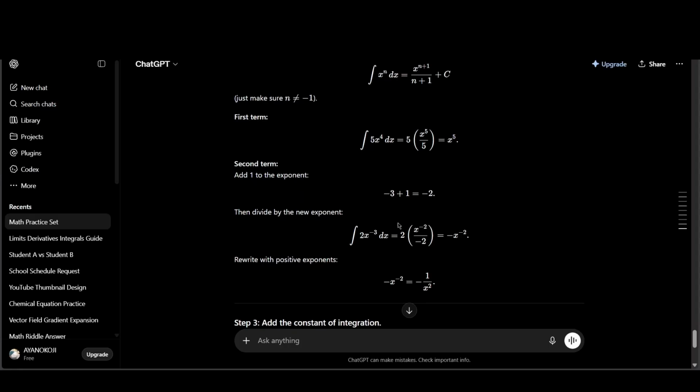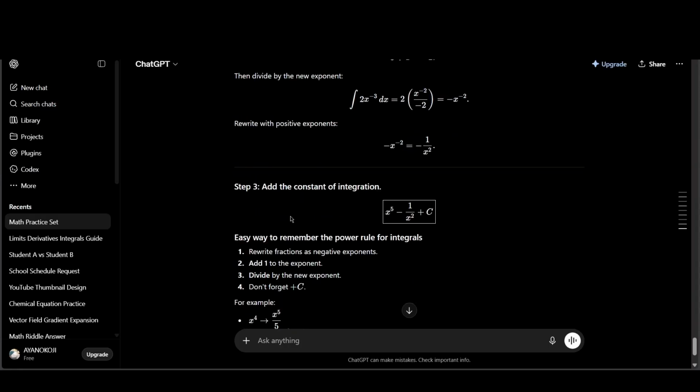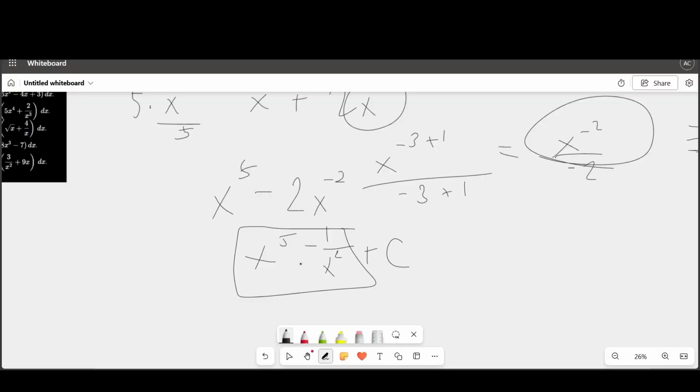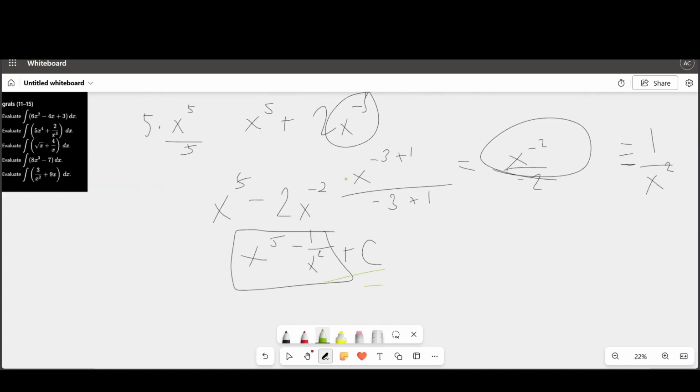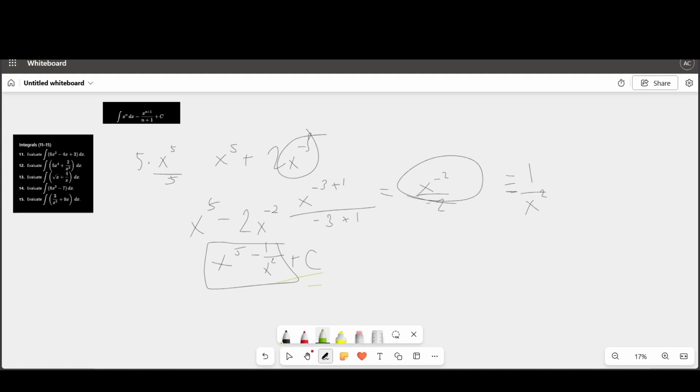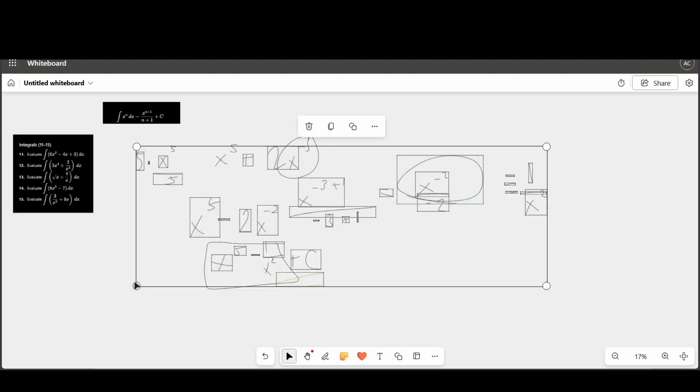Oh, I forgot the constant. You always have to put a constant c on the end whenever you integrate something. So let's move on to the next question. Question 13.